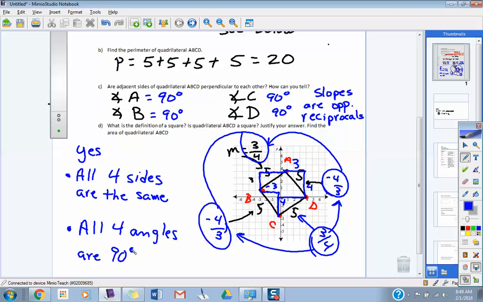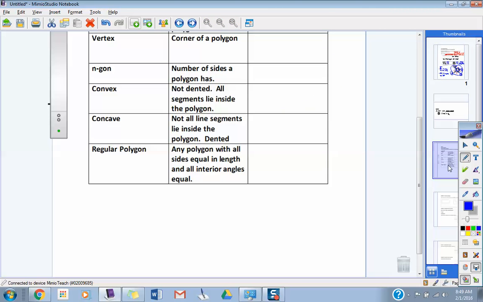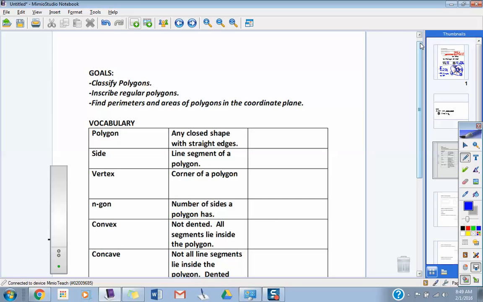Okay. All right, so let's jump into this. Let's get going with this today again. Again, how do you find area? How do you find perimeter of anything plotted in the coordinate plane? That's what we're going to look to try and answer. So goals for today is this. We're going to classify polygons.